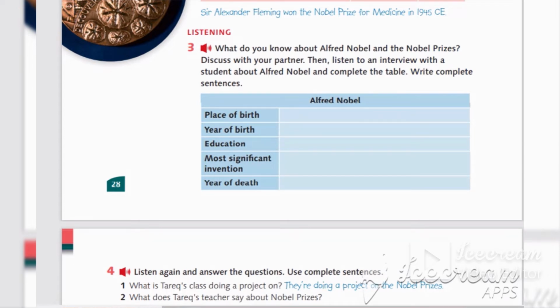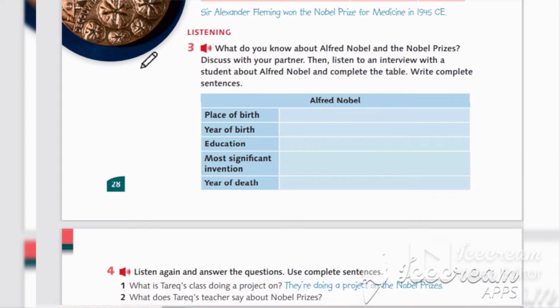He was born in Sweden, السويد, okay? In 1833. His father was an engineer. والده كان مهندس. Alfred studied chemistry at a university in France and in the USA. He درس كيمياء في فرنسا وأمريكا, okay? But then came to Sweden in 1859.